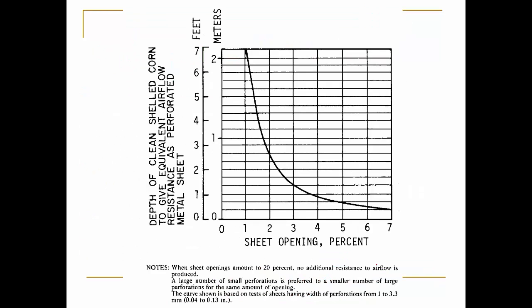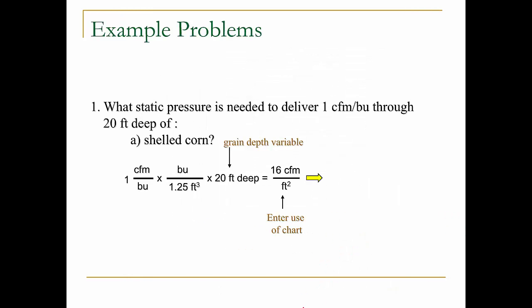So here is an example of a graph. As the percent sheet opening of the perforated floor increases, the pressure drops. So at around 10%, it's pretty low, so that you can basically estimate it along with the ducts as a half an inch of water and call it good and move on. So let's do some examples.